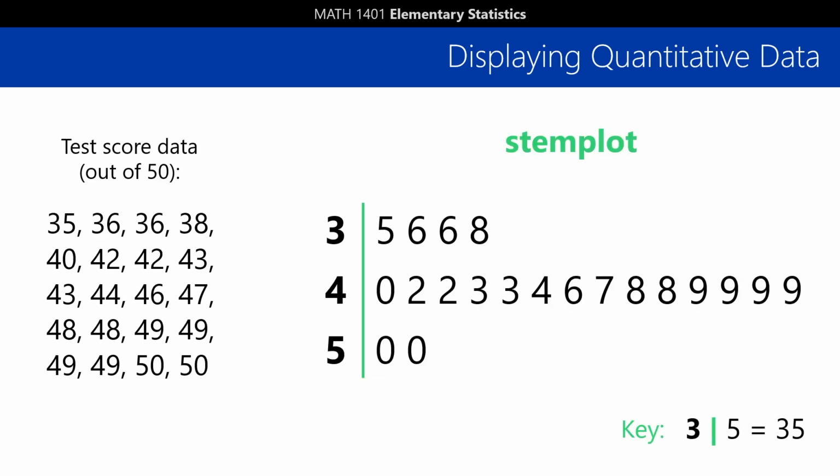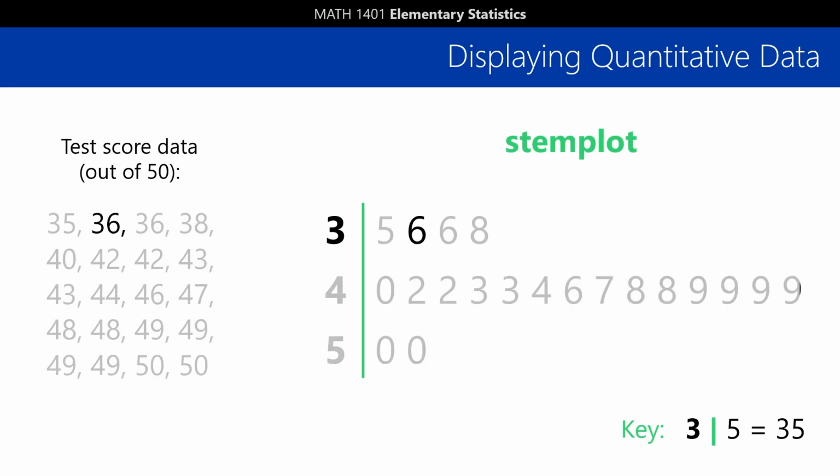One more way we could display quantitative data is with a stemplot, also sometimes called a stem and leaf plot. A stemplot is also a lot like a histogram, but we use the digits to sort the data into bins. Here we use the tens digit as the stem and the ones digit as the leaf. We usually provide a key to show how to read the data. So for example, the first row shows us scores of 35, 36, 36, and 38.